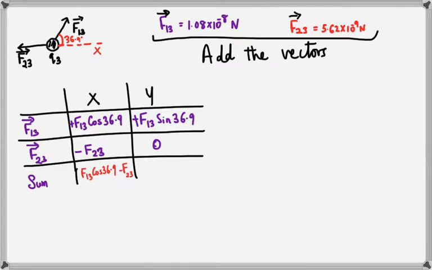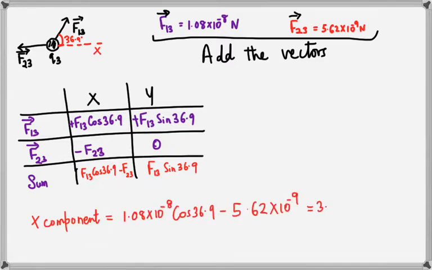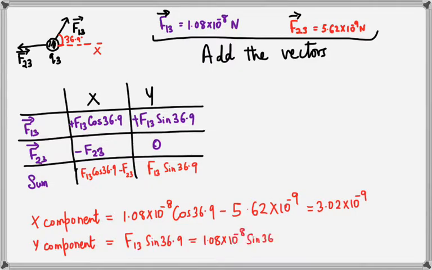The next step is to find the sum. So F13 cos 36.9 minus F23 is the total x component, and the total y component will be F13 sin 36.9. Now the next step is to substitute the values and get the x component, and similarly substitute the values and get the y component.